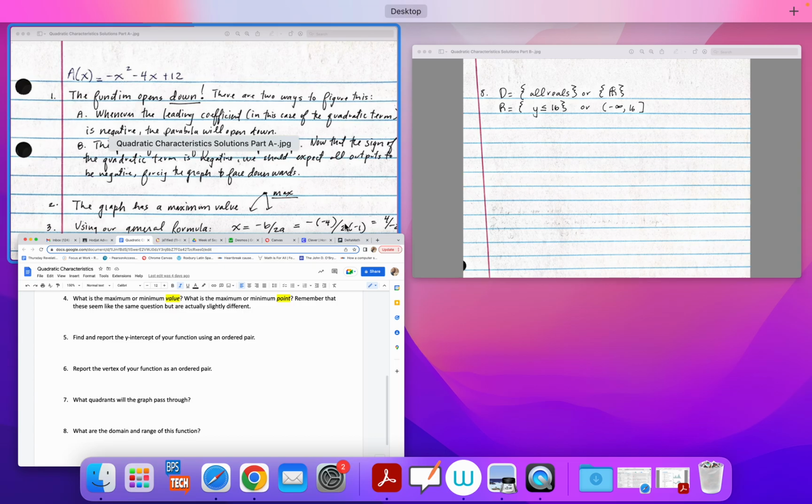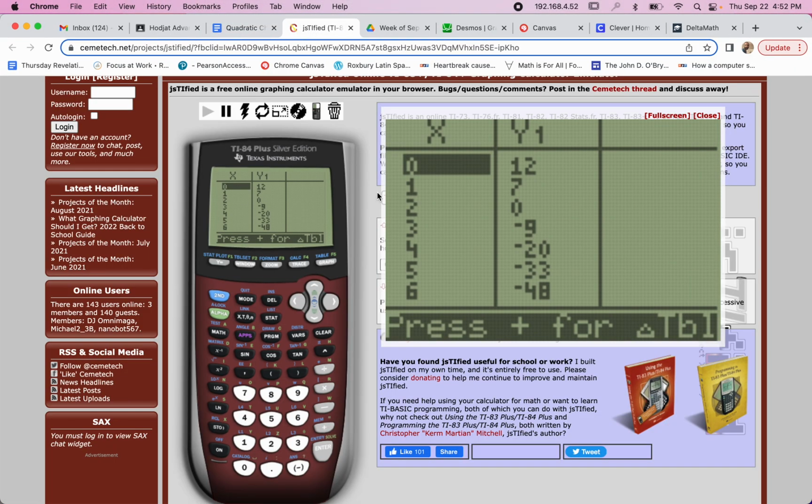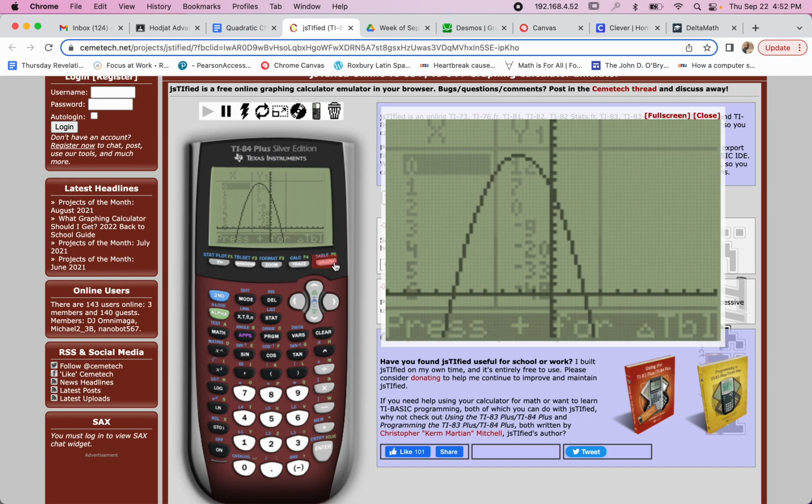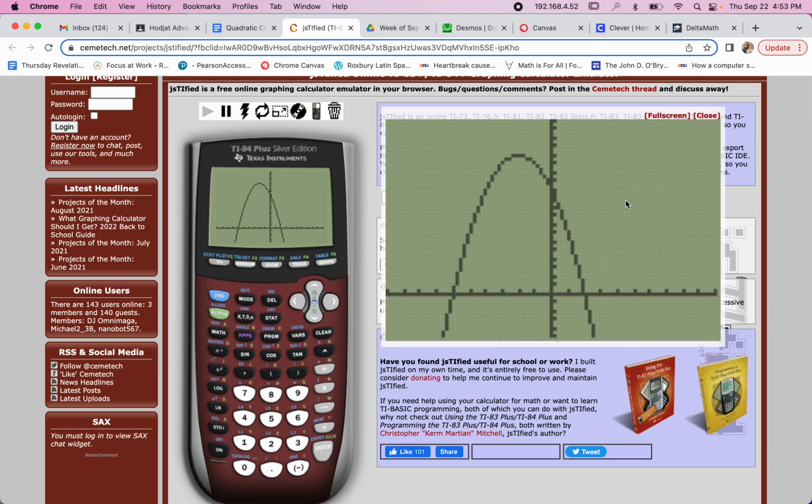We've already reported the vertex of the function is (-2, 16). You can see also that in looking at the graphing calculator, we go through all 4 quadrants, 1, 2, 3, and 4. Domain is all real numbers because the parabola opens to the left and right. Its inputs effectively cover the entire x-axis, but the same is not true for the y-axis. The max value is at 16, and so y is less than or equal to 16.